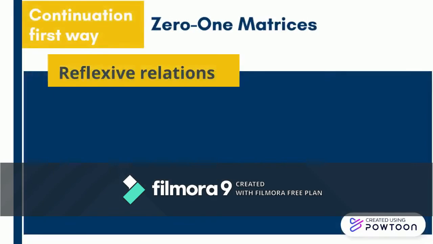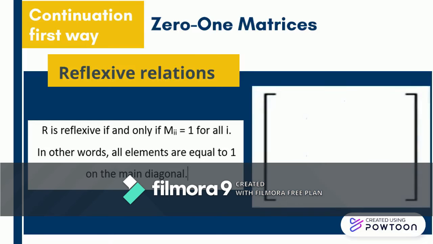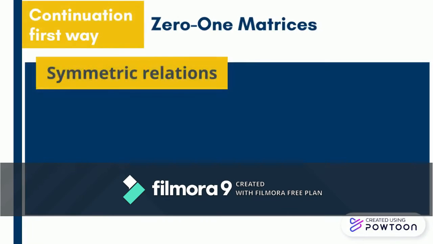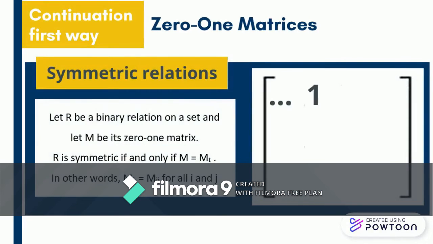Reflexive relation. R is reflexive if and only if Mii equals 1 for all i. In other words, all elements are equal to 1 on the main diagonal. Symmetric relation. Let R be a binary relation on a set and let M be its 0-1 matrix. R is symmetric if and only if M equals M transpose.